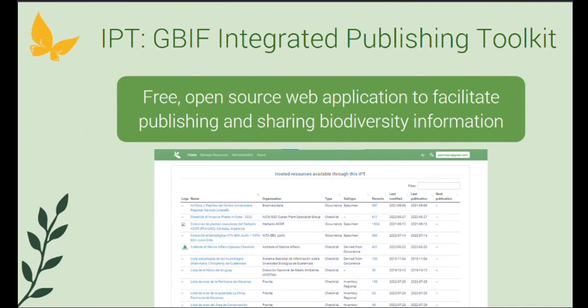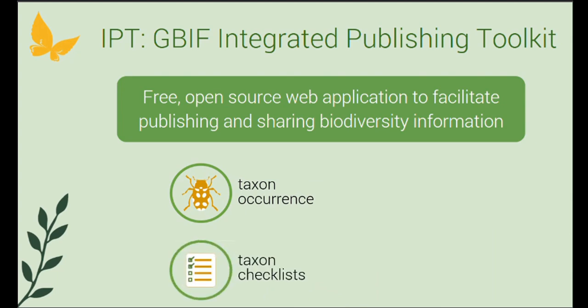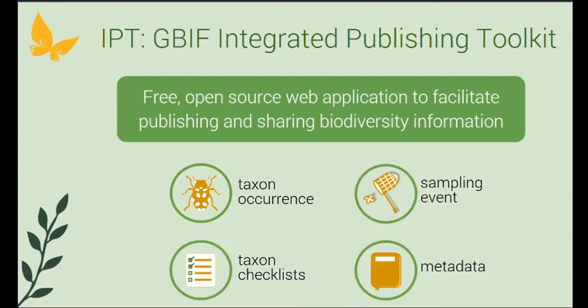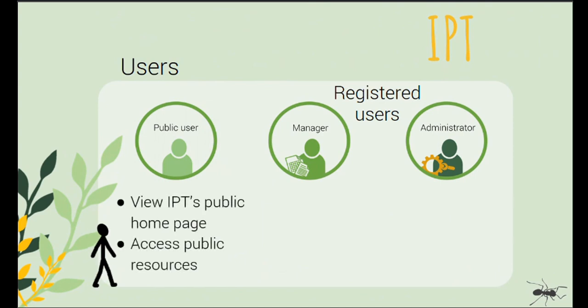First, what is IPT? The GBIF Integrated Publishing Toolkit is a free, open-source web application that facilitates the publication and sharing of biodiversity-related information, such as primary taxon occurrence data, taxon checklists, sampling event data, and general metadata about data sources. The IPT can be accessed in two primary ways: as a member of the general public and as a registered user. As a public user, any individual can view the IPT's public homepage and can access all of the resources that have been made public.